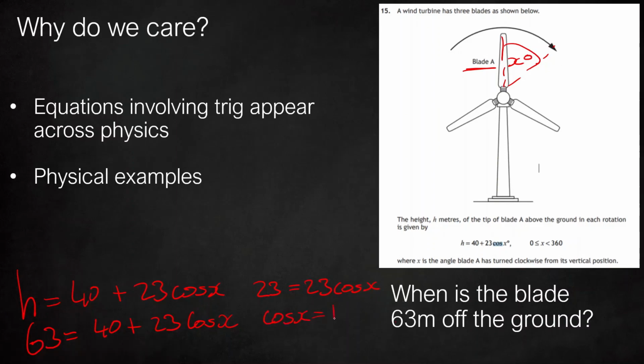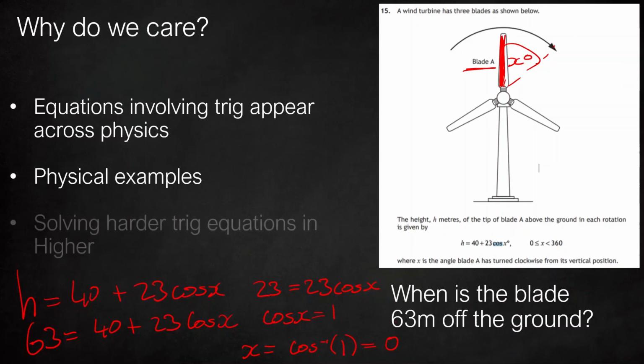And we can see this is the form of the simple trig equations that we've already been dealing with. And if you pop that in your calculator, i.e. you put in the inverse cos of 1, or you just look at the graph, you can read the value straight off the graph, you'll find out that it's actually 0. So you can see from just the picture that obviously x being 0 just means it's at a starting position, and so it means that 63 metres is the highest point in the graph. And another reason you should care about this is that you'll be solving harder versions next year and in Higher, so it's good to get a grip on it now.